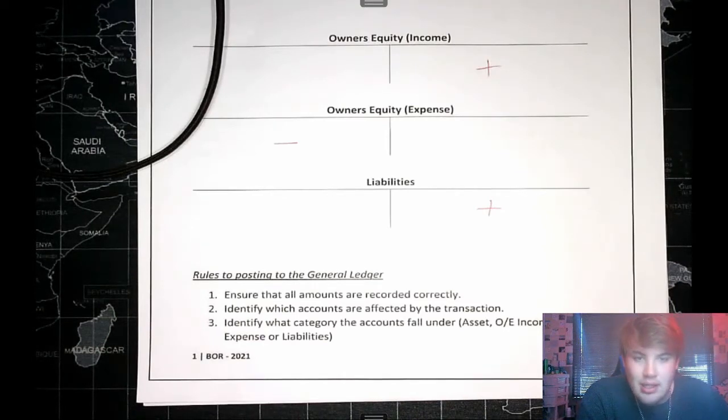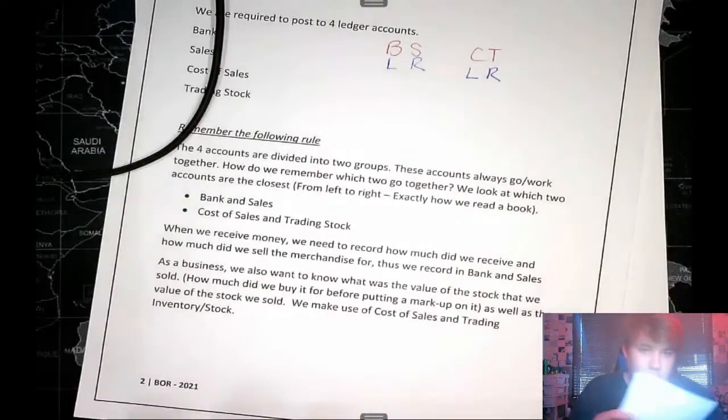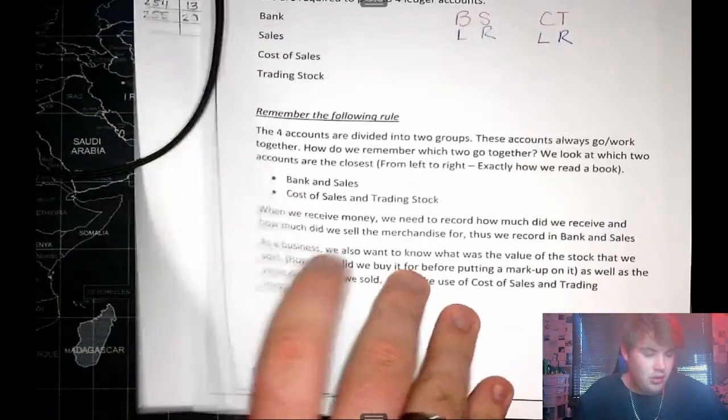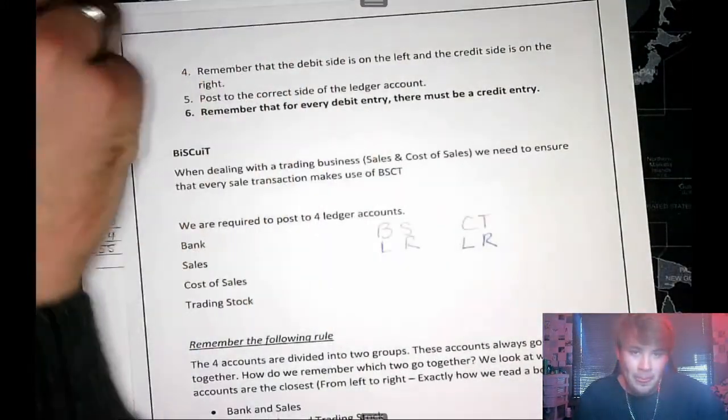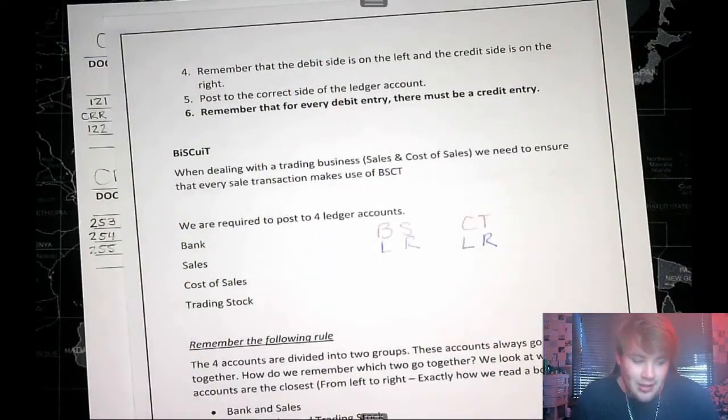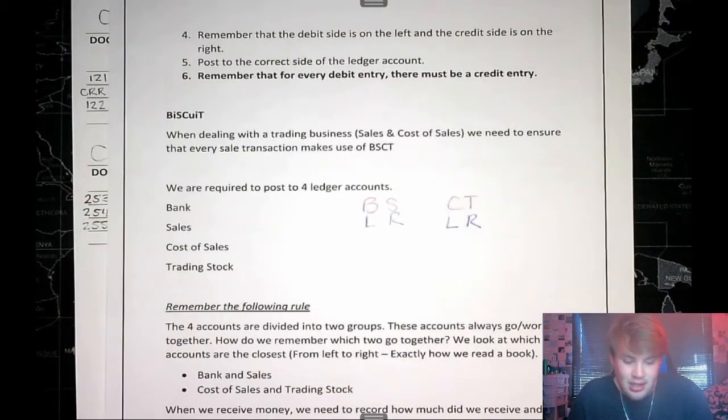Number 3, identify what category the account falls under. So is it an asset? Is it an owner's equity income, owner's equity expense, or incomes and expenses? Or is it a liability? Then from there we move on to step number 4. Step number 4 is remember that the debit side is on the left hand side and the credit side is on the right hand side.